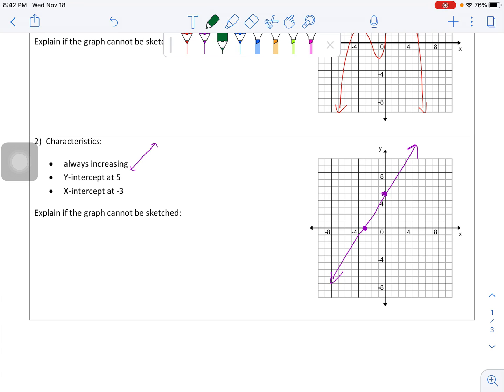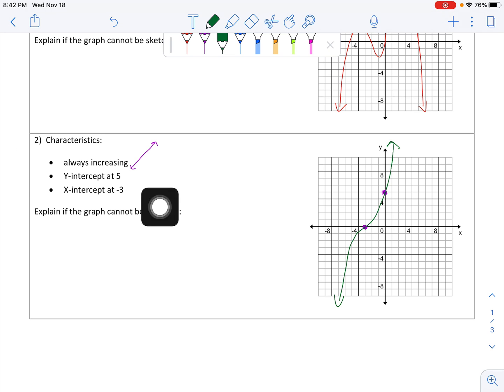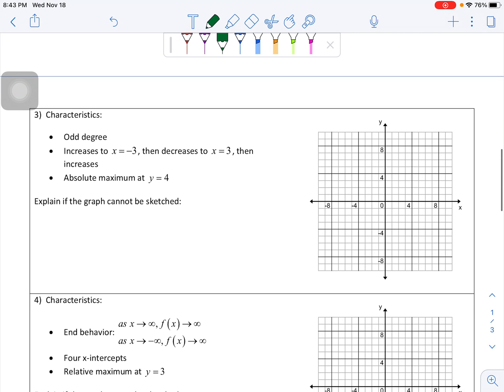Are there other ways to graph it? Sure. If I take out that line that I just drew, I could draw something like this, which almost looks more like your cubic or your odd degree functions. Yes, there's a little change here in how fast your graph is increasing, but it's always increasing. So yeah, there's a couple different ways to draw those. All right, let's slide on down to problem number 3 here.